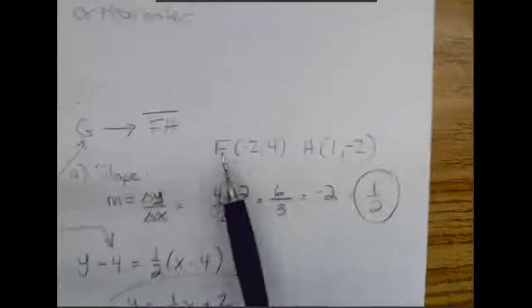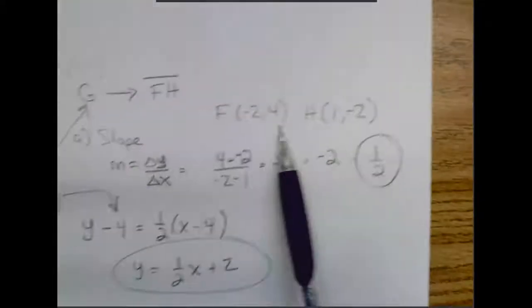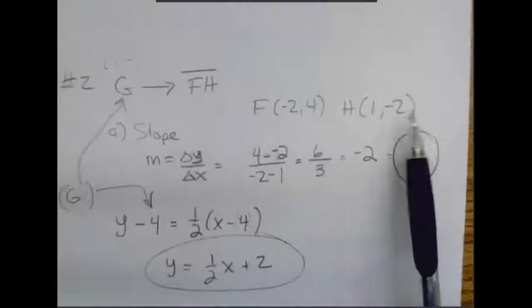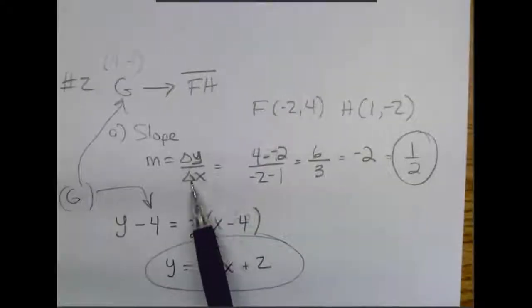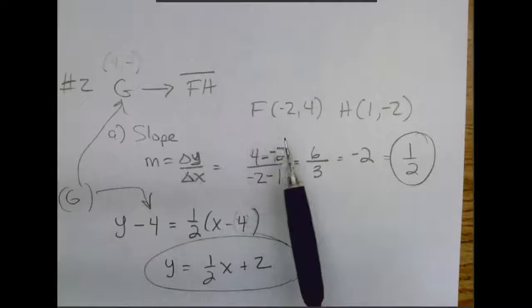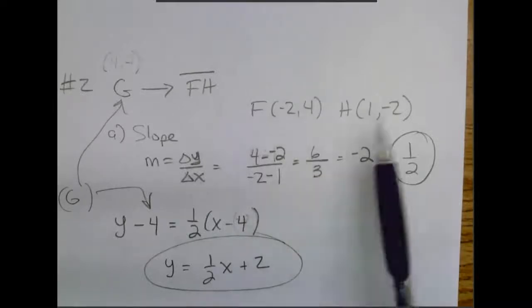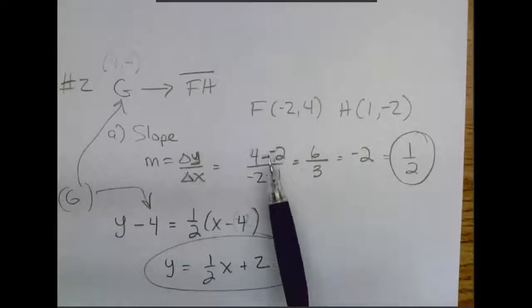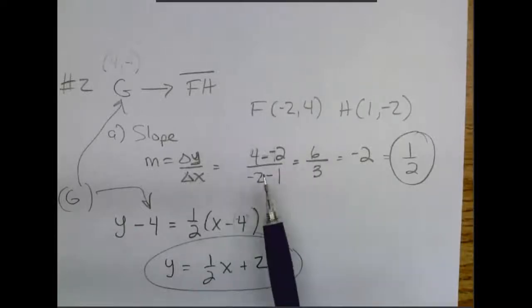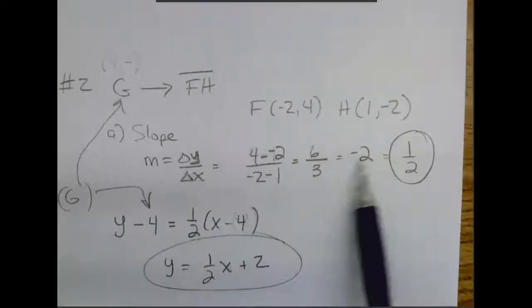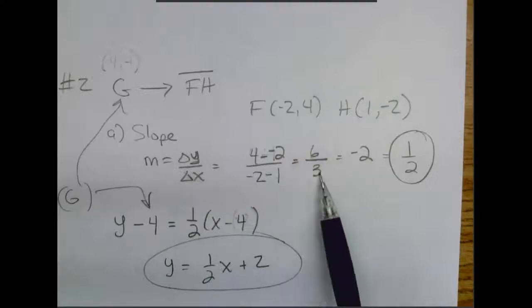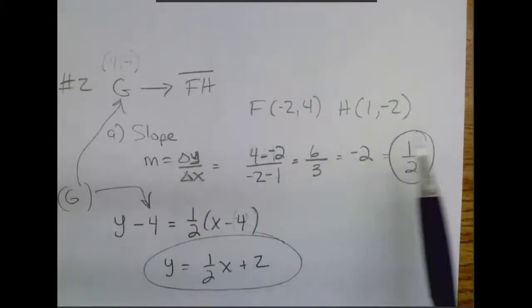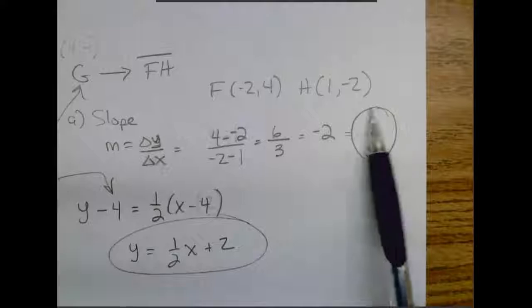So we have F is (-2, 4), H is (1, -2). The slope is change of y over x, so we plug in, we're just going to use 4 and negative 2. That's going to give us 4 minus a negative 2, or if you just change the signs in it, so it's going to be 6. Okay, and then negative 2 minus 1, that's going to give us negative 2 plus a negative 1. That gives us, again, 6 over 3, but this time it's a negative 2. So our slope this time is going to be a half.